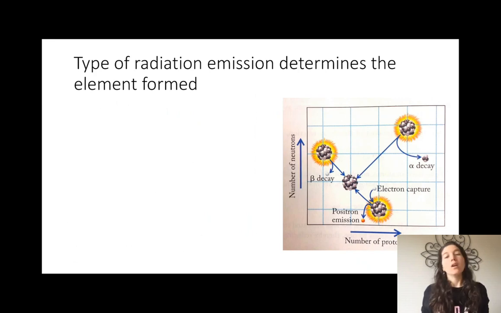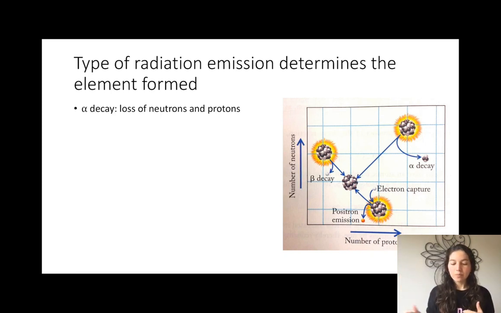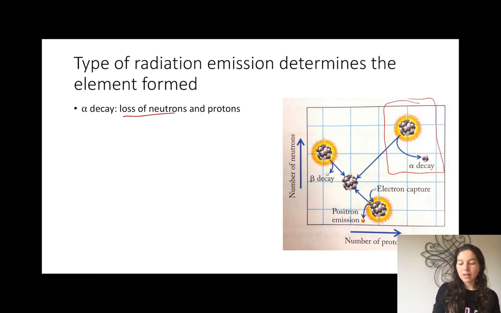Something I wanted to go over is that we can actually predict what element or isotope forms whenever some type of radionuclide undergoes nuclear decay. We had looked at alpha decay, which is a loss of two neutrons and two protons, because it's He-4,2.